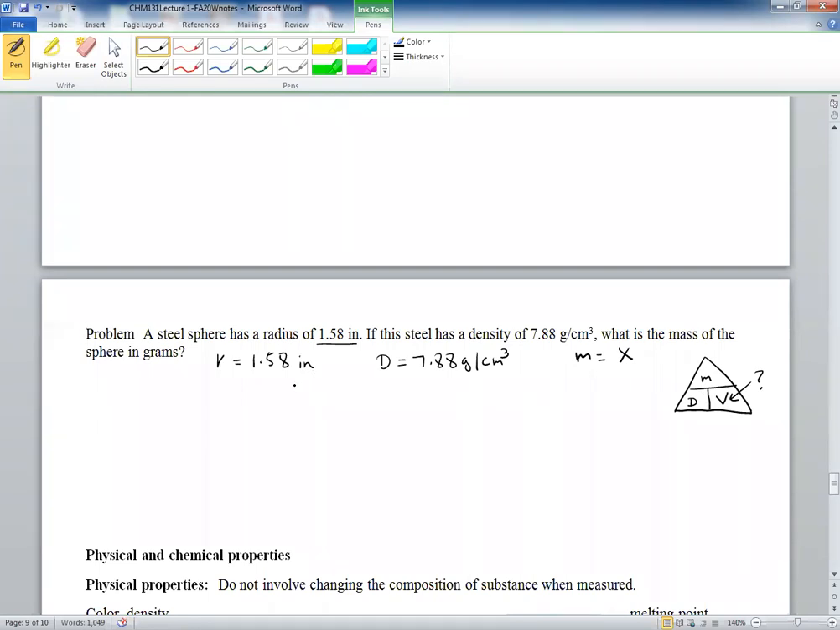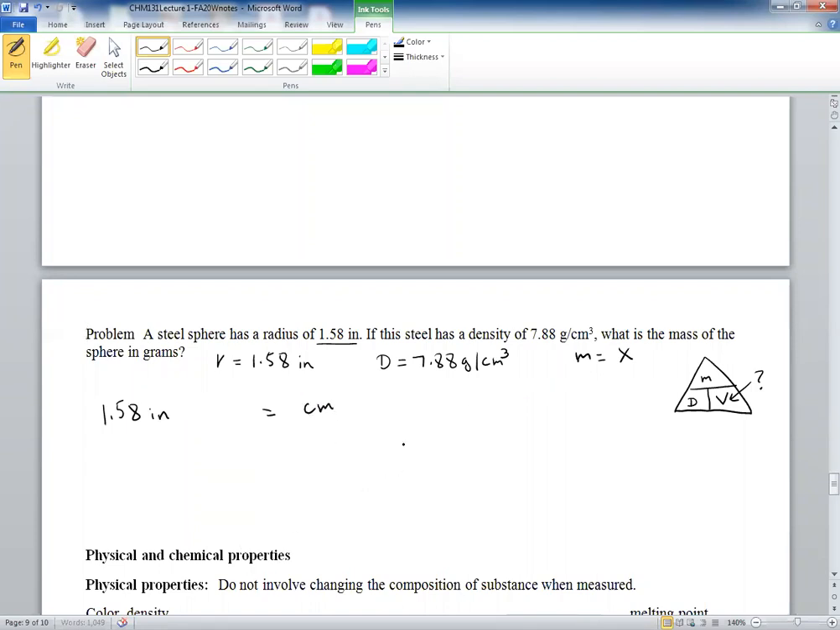Yes, we can. We have a sphere here, but before we calculate the volume of the sphere, which we will get the formula for in a second, we need to be able to convert from inches to centimeters. Why? Because if you calculate the volume in cubic inches, this is not going to cancel out with the cubic centimeter. So what you do first is you actually convert 1.58 inches into centimeters.